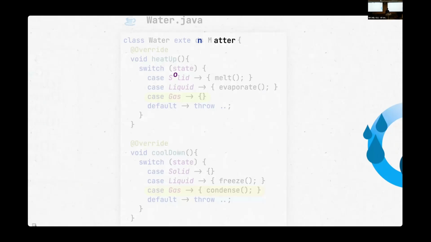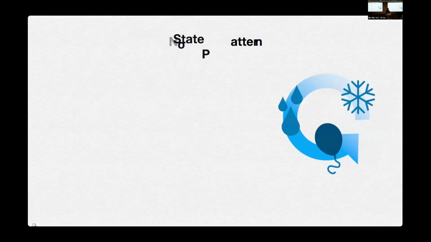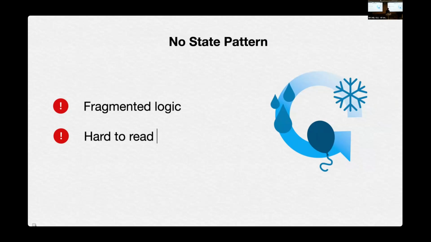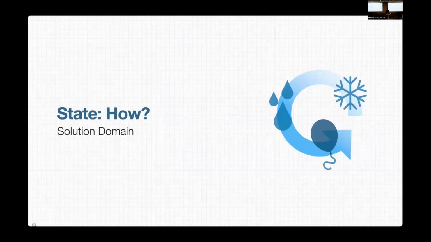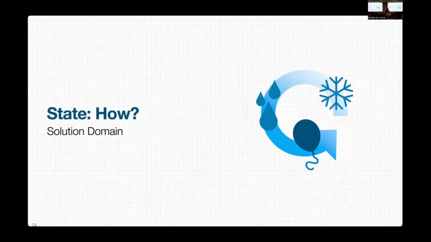So without the state pattern, oh man, the animation is so slow. You have fragmented logic, and on top of that, it really makes it harder to read and reason about these different states. All right, so let's see what the Gang of Four describe here.